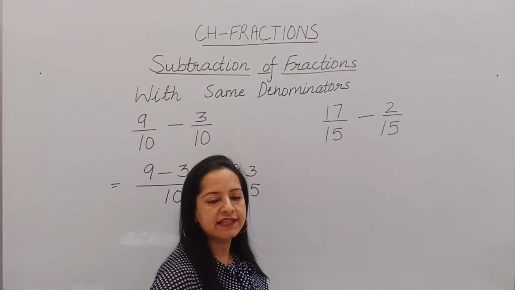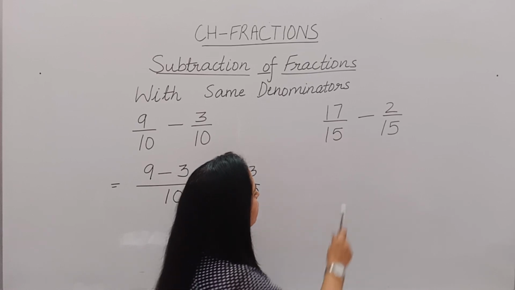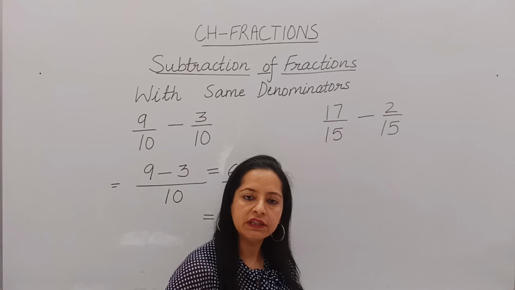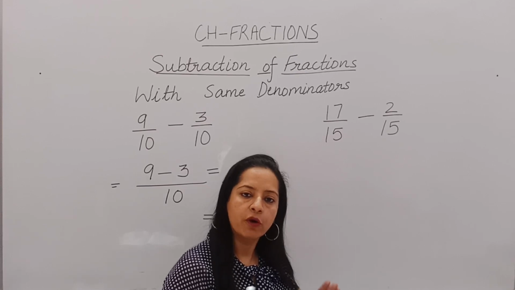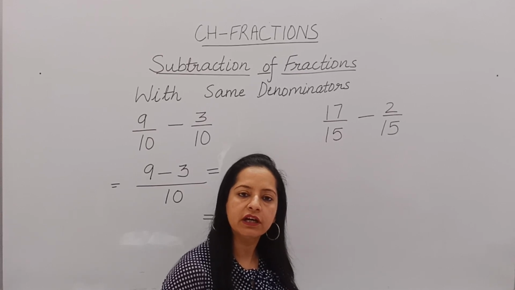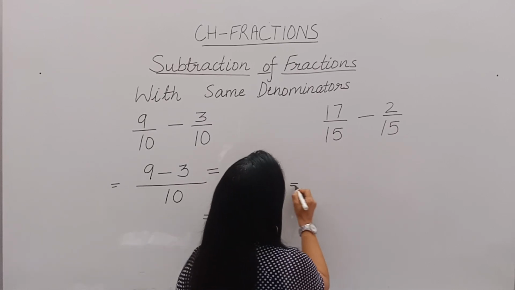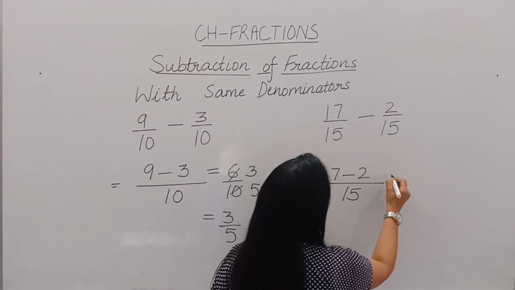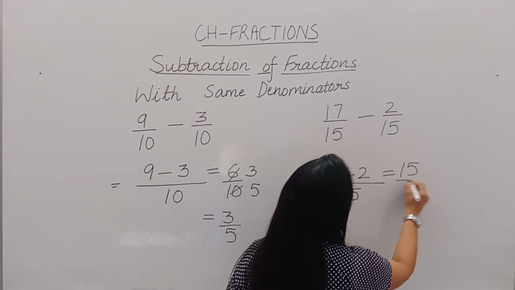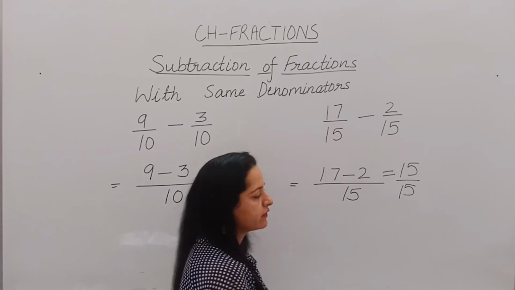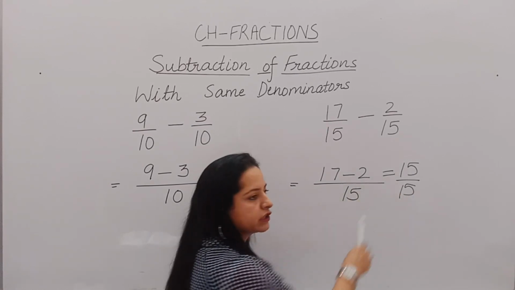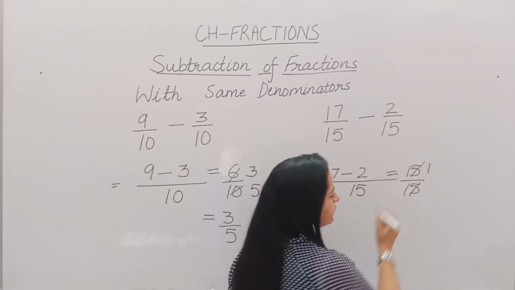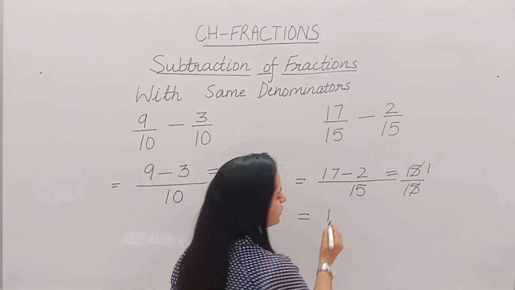I have here my second example. In this also, if you see, in both the fractions the denominator is the same. We have 15 in the denominator. So the denominator remains the same and we'll subtract the numerators. The denominator remains 15. Let us subtract the numerators. 17 minus 2 is 15, and we have 15 upon 15. We can cancel both 15 and 15 by 15. So our answer is equal to 1.